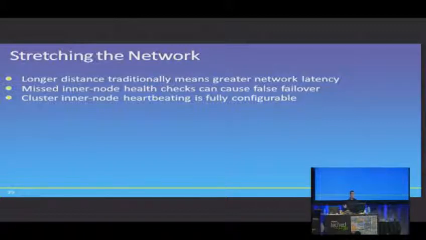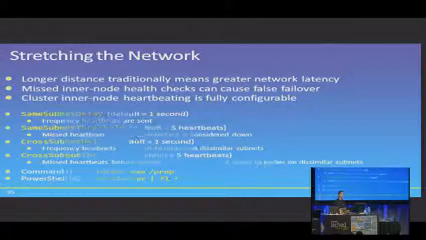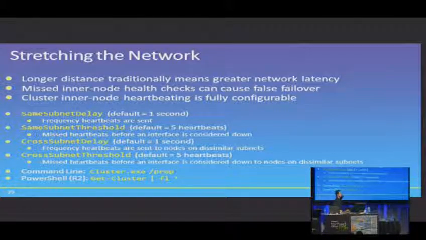So, stretching that network. If I can, I'd like to stretch the VLAN between both sites. That makes life the easiest. But if I do have these 2 sites, I have to make sure that the network traffic between them gets across in a rapid enough amount of time so that I don't miss any of the heartbeats or those types of things. And that's where things like the same subnet delay and the cross subnet delay become important.